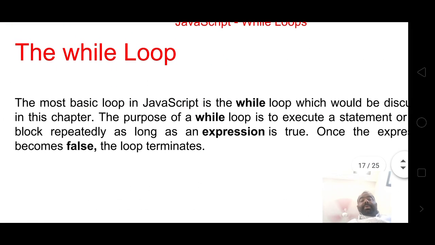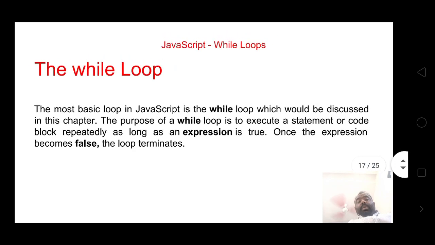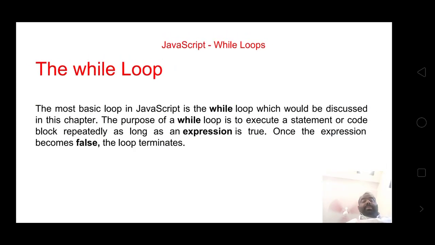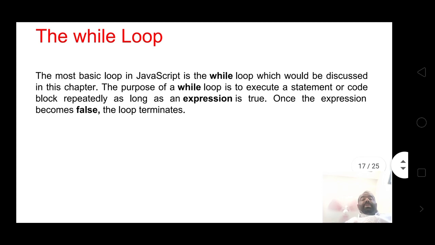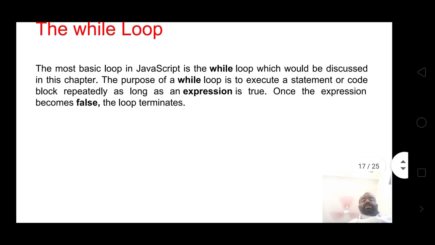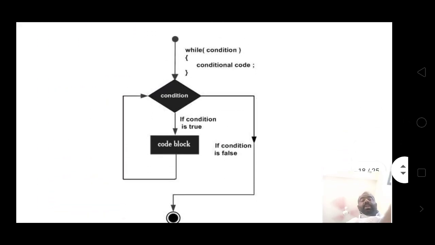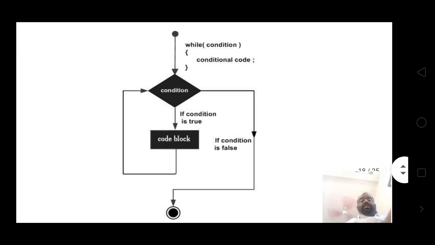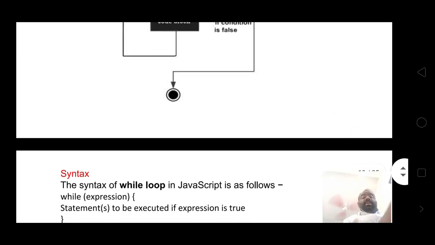Then while looping. The most basic loop is the while loop. A while loop executes a statement or code block repeatedly as long as an expression is true. Once the expression becomes false, the loop terminates. Here is while condition code. While the condition is true, the code block is executed. Then when the condition is false, exit from the loop.